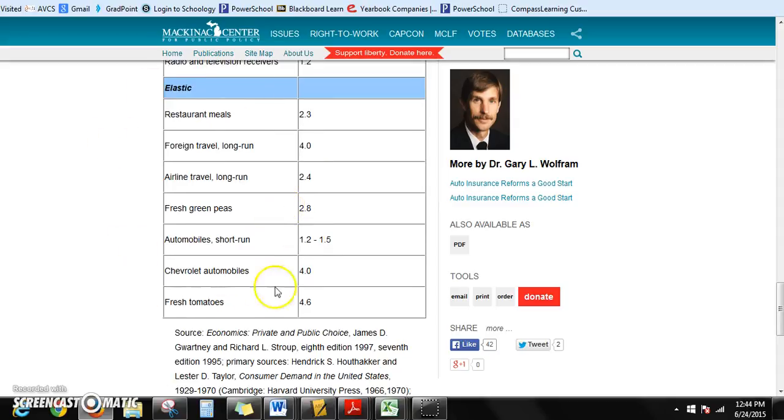And then you've got the elastic thing. So if Olive Garden decides to increase their meal prices by $10 each plate, then you're probably not going to go there because there's lots of substitutes. There's lots of places that you can go instead.